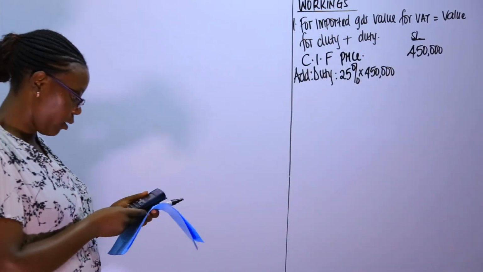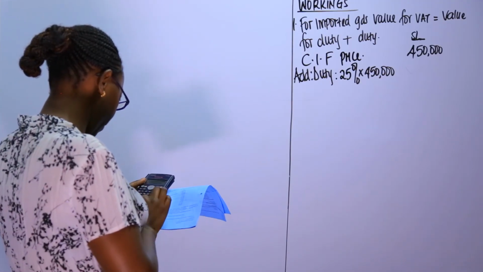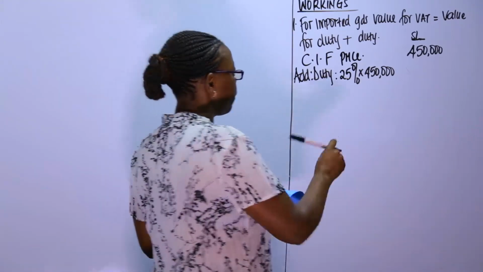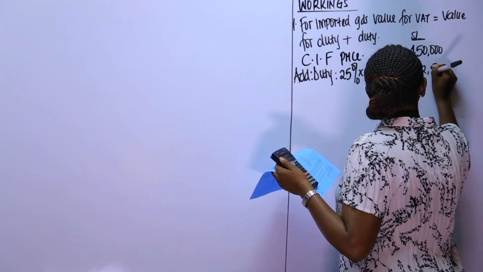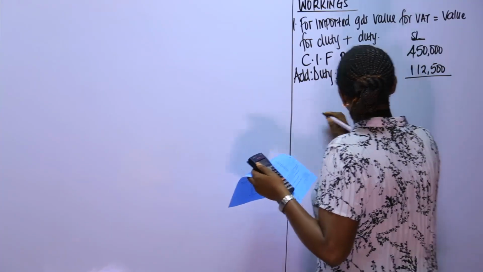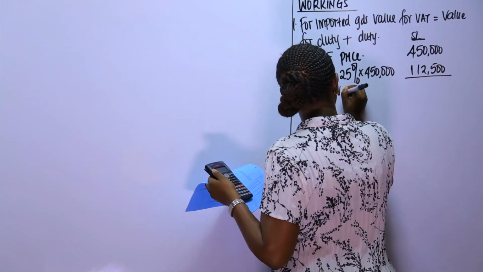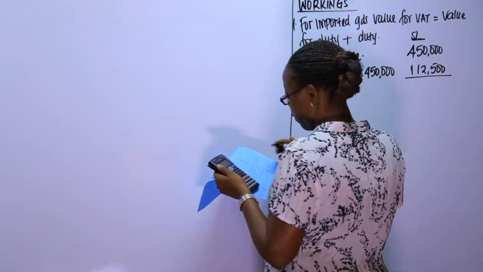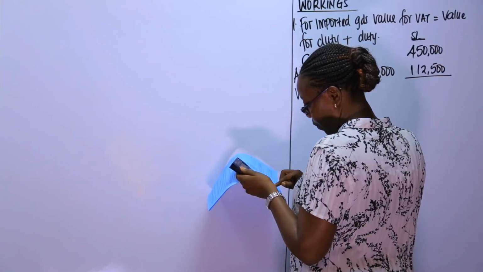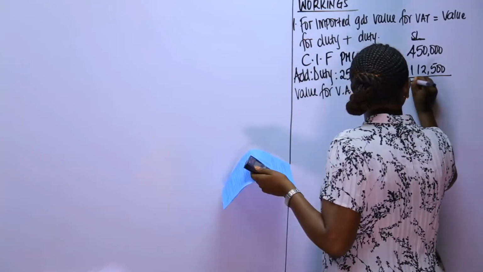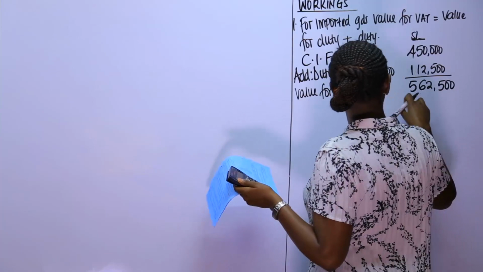So we compute that. 450,000 times 0.25 is 112,500. So this gives us value for VAT. So we add 112,500 plus 450,000, 562,500. Now this is our value for VAT.